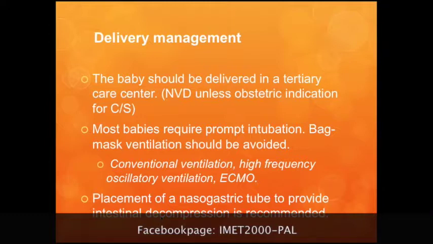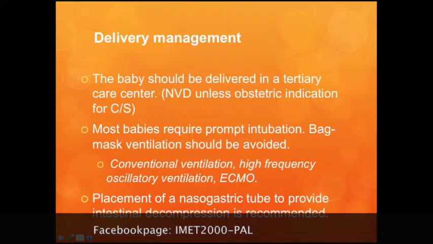So once they're intubated, a nasogastric tube should be provided to try and decompress the stomach as much as possible. When you have a lot of small intestine in the chest, then a nasogastric tube is probably not going to help that much, but at least it will help deflate the stomach and help any gastric juices or intestinal juices escape.